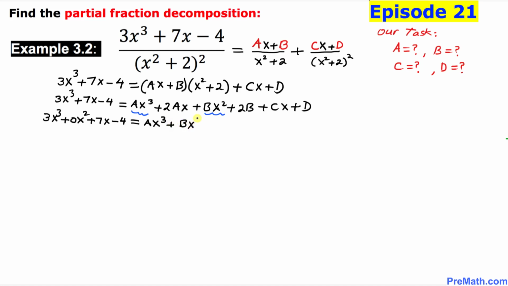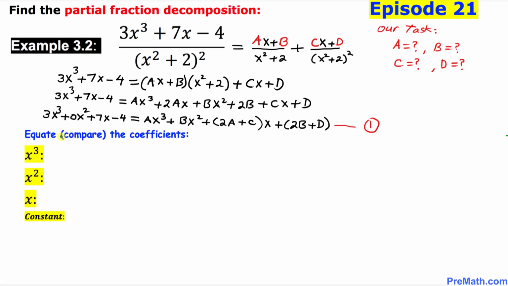All right, and then I am going to write down 2ax and plus cx. I can write them down like plus 2a plus c times x, and then finally these constants, which is 2b plus d. I'm going to write down plus 2b plus d, and I am going to call this our equation number 1.